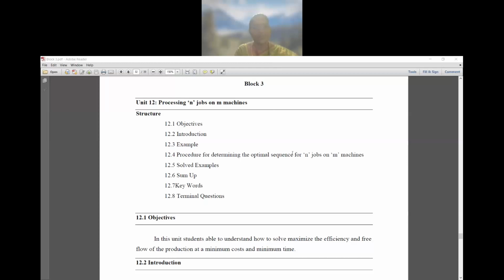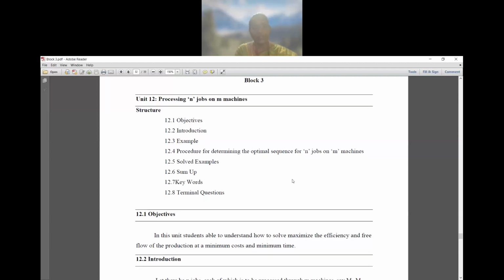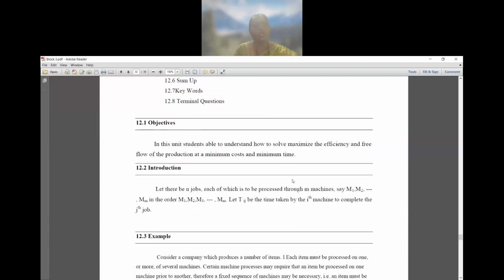So, the structure of this unit is the objectives, introduction, example, procedure for determining the optimal sequence for N jobs on M machines, solved examples, sum up, keywords, and some terminal questions. The objective of this unit is that students are able to understand how to maximize the efficiency and the free flow of the production at a minimum cost and minimum time.